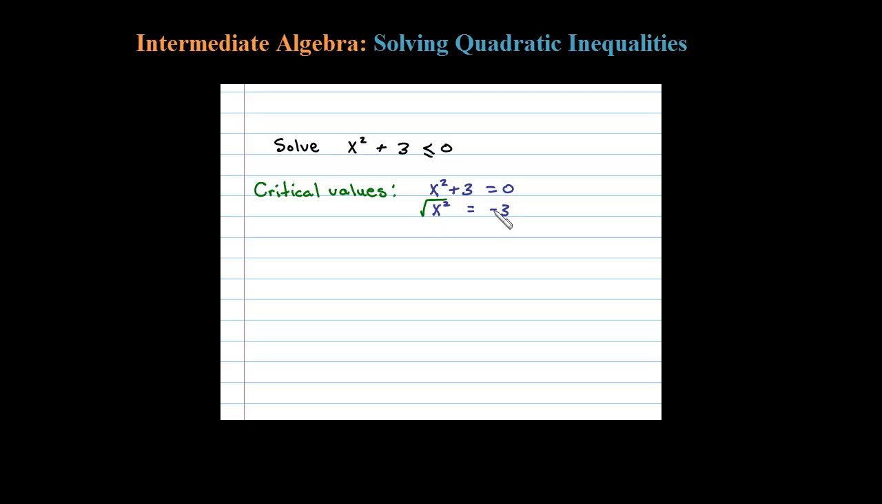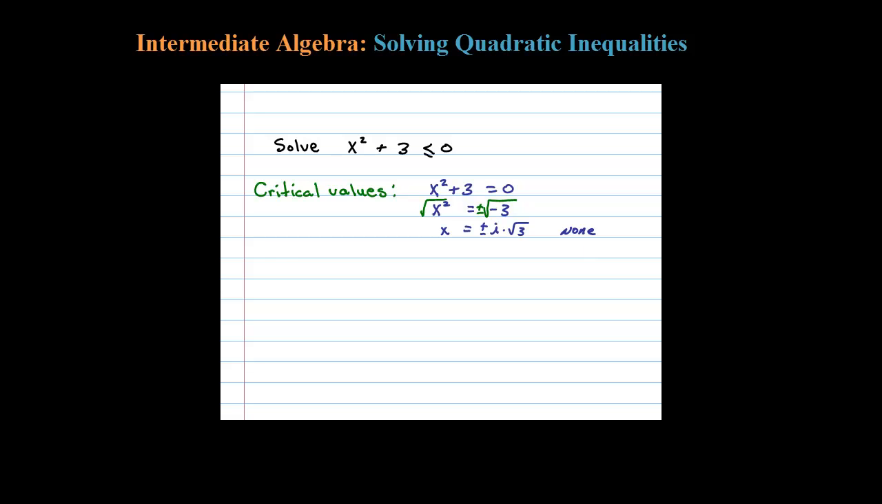Extracting the root, we'll take the square root of both sides. Don't forget the plus or minus. When you do that here, we're left with x equals plus or minus i times root 3. So notice here I got imaginary solutions. Just as when we're finding x-intercepts, when you get imaginary solutions, the math is basically telling us there are no x-intercepts. In this case, there are going to be no critical values.